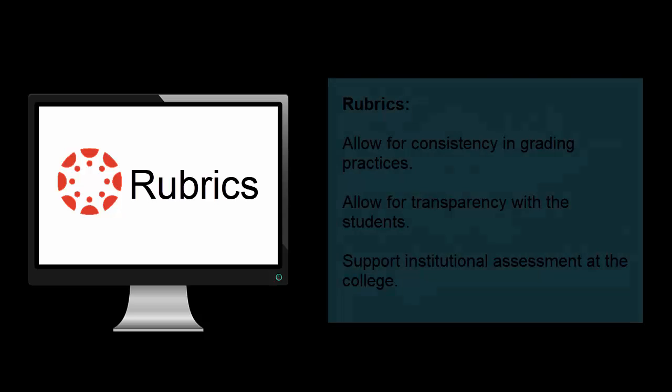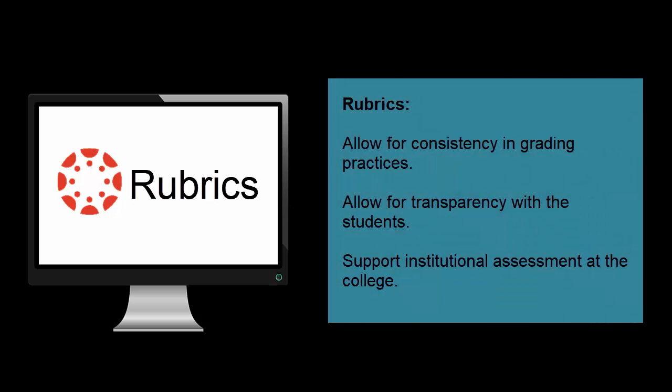Rubrics are helpful for assessing student work because they allow the professor to be consistent with grading practices. Rubrics allow for transparency with the students about how their grades were calculated. And rubrics are necessary for institutional assessment at the college. Grading with a rubric in Canvas is best done on the web-based platform rather than the Canvas Teacher app. The mobile app may show the rubric differently.